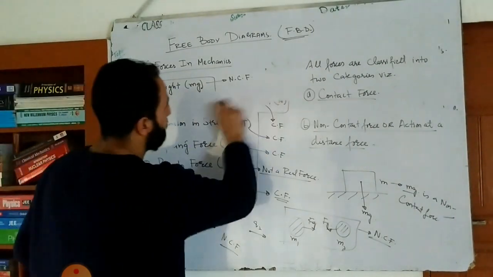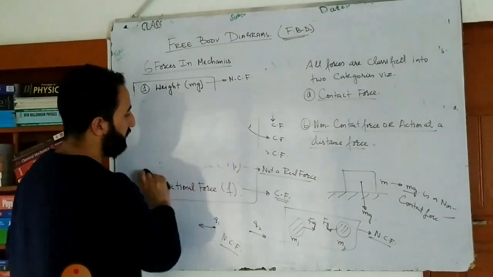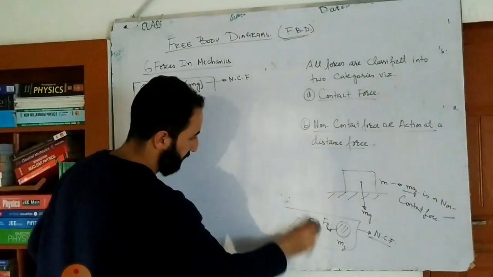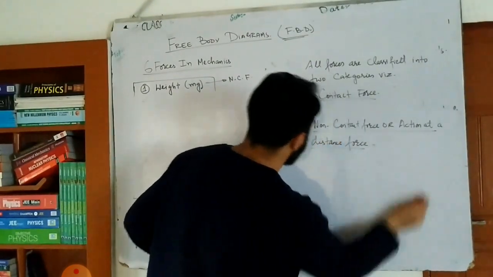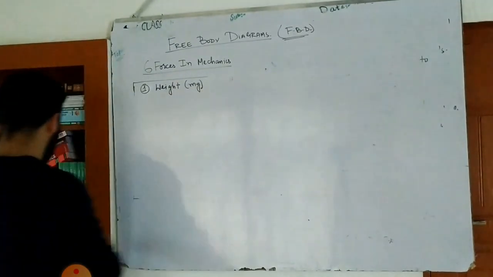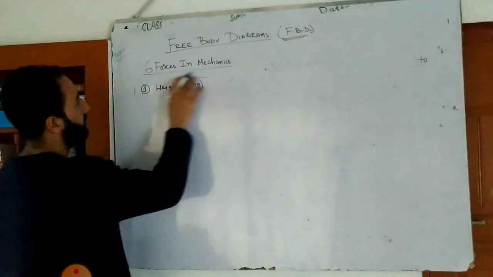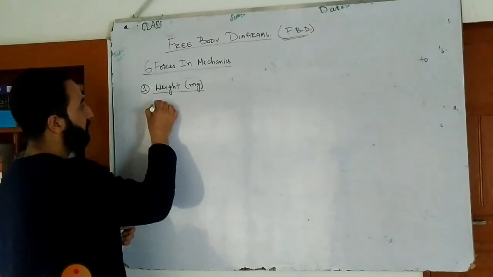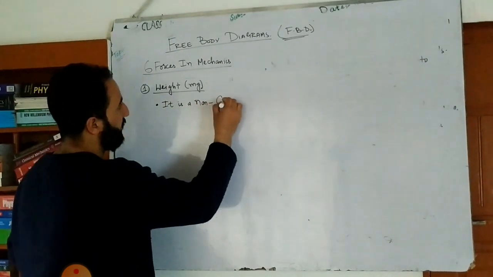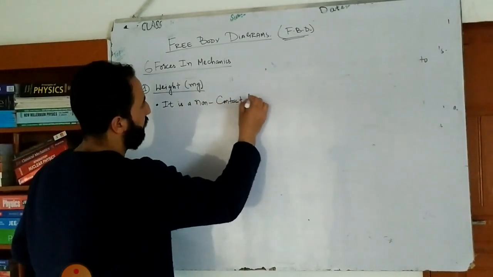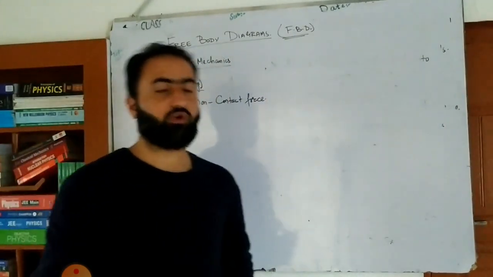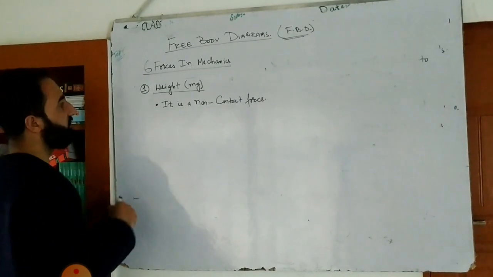So I'll start with the weight. First of all, underline weight. Point number one in the weight: it is a non-contact force. What do you mean by non-contact force? It implies that force which does not require any physical contact for existence. Point number two is the definition of the weight.